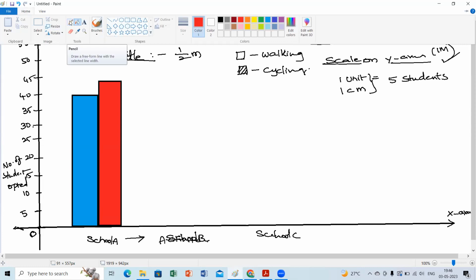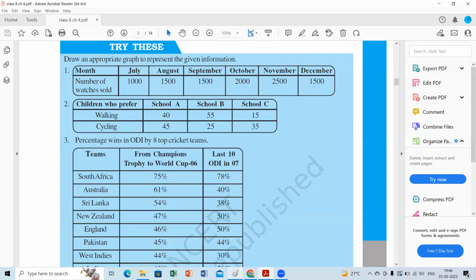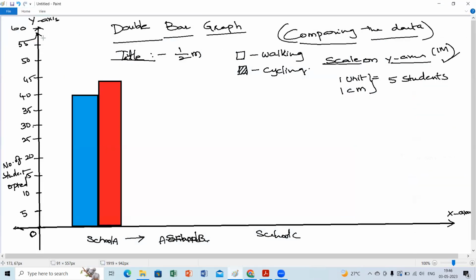What about school B, children? Ma'am, school B 55 walking, ma'am. 55 are walking, 25 are cycling. 25. 55 are walking. Distance should be same, children. Here, how much gap you are using? Same gap you should use for the same. 55 as walking.